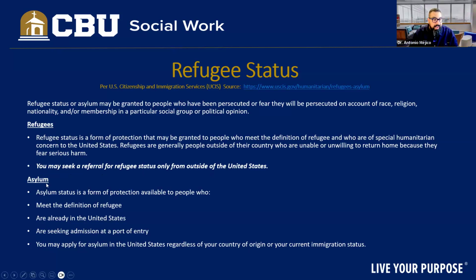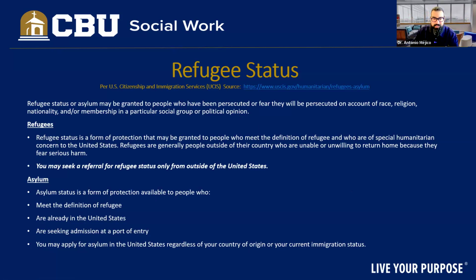And in order to claim asylum, asylum status is a form of protection for people who meet the definition located here above, are already in the United States, or are seeking admission at a port of entry, meaning they have to come into a specific port of entry in the United States rather than just crossing any border. And you can apply for asylum status in the US regardless of your country of origin or current immigration status.